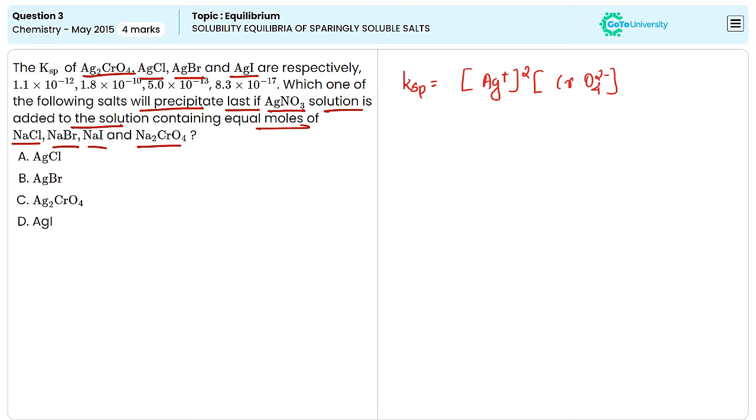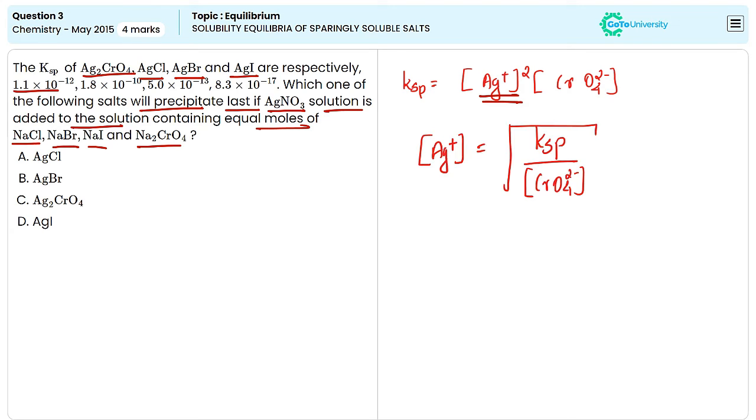Here we can calculate the solubility product of silver chromate, that is equal to the concentration of Ag+ squared multiplied by the concentration of chromate ions. Now we need to find out the value of the concentration of Ag+ ion by using the other values. The Ksp for silver chromate is 1.1 × 10^-12. So we can rearrange this equation for the value of the concentration of Ag+ ion.